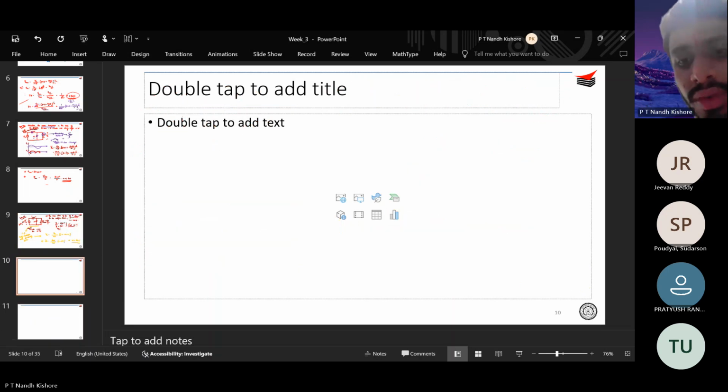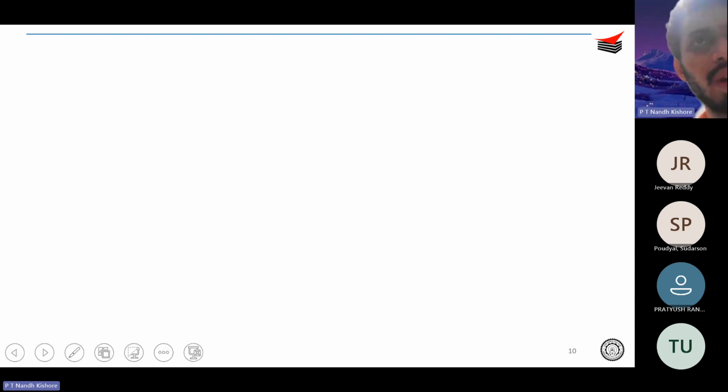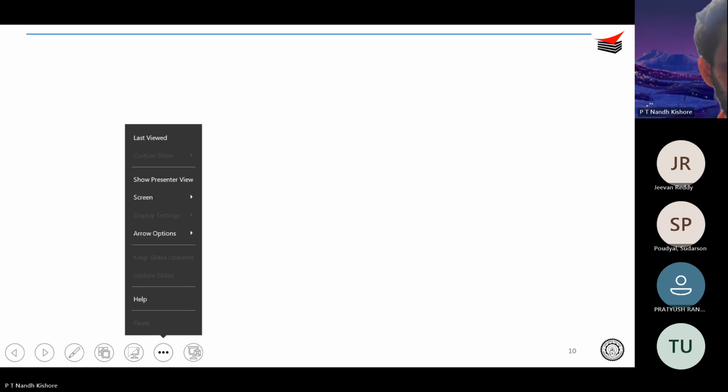So let me move on to the next question. I'm trying to solve different problems as possible for you. Again another dissipation question, but this time for a different converter. So this will be question 14.